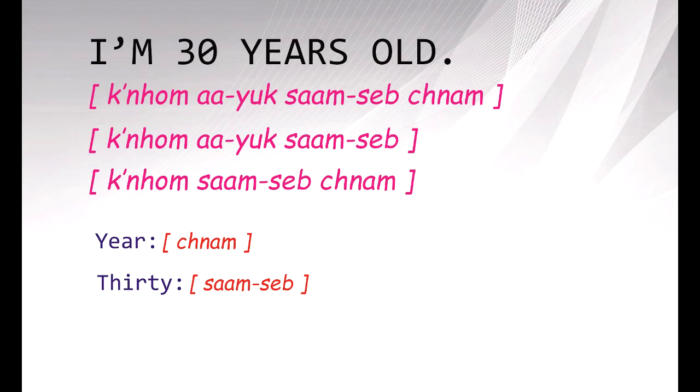And you have one more to say. Number three, you just say khnyom sam sap chnam. So for number three, I don't use ayuk in that sentence. Number one, number two, I use age in that sentence. But for number three, I just say I 30 years. So you have like three options to answer when someone asks you about your age. Khnyom sam sap chnam, khnyom ayuk sam sap, khnyom ayuk sam sap chnam.